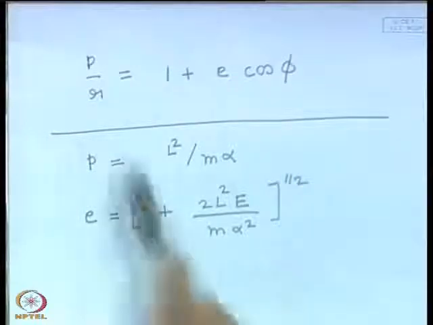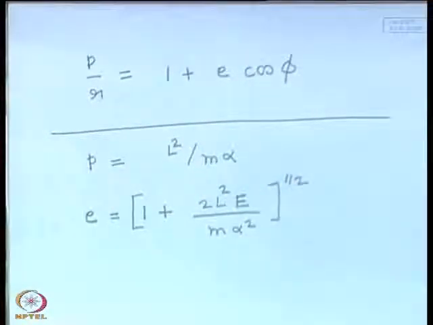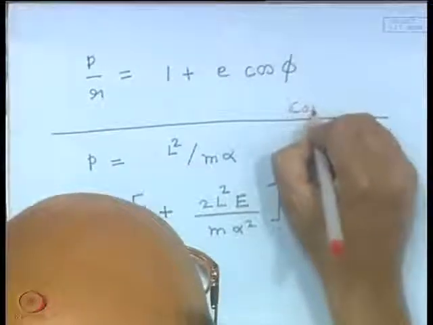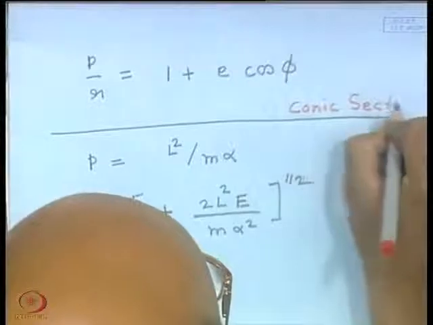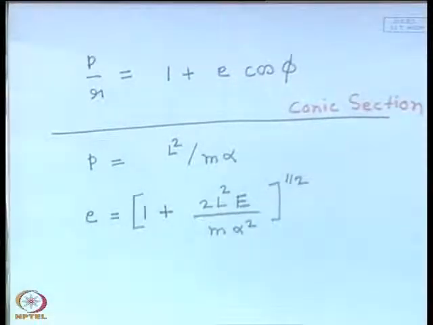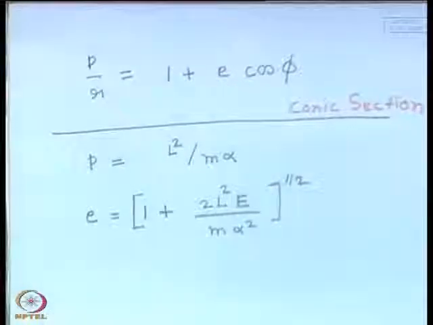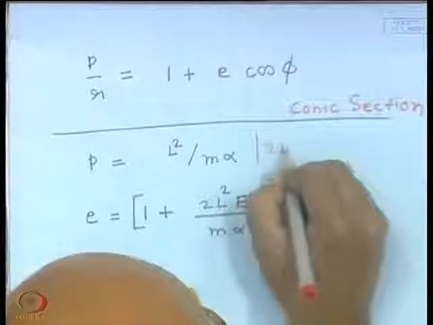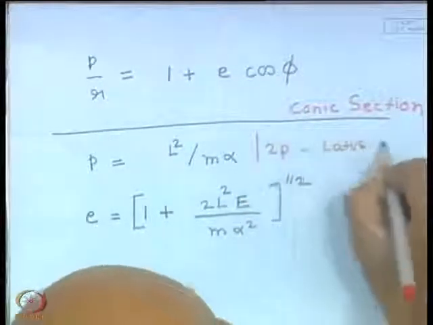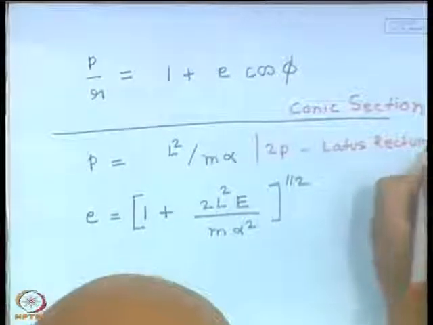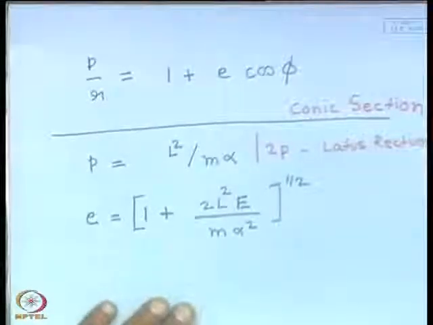The first thing is that this equation describes what is called a conic section, which I am sure all of us are familiar with. The equation between R and phi defines a conic section. The conic section is defined in terms of two parameters, P and E. 2P is called the latus rectum of a conic section, and E is called the eccentricity.